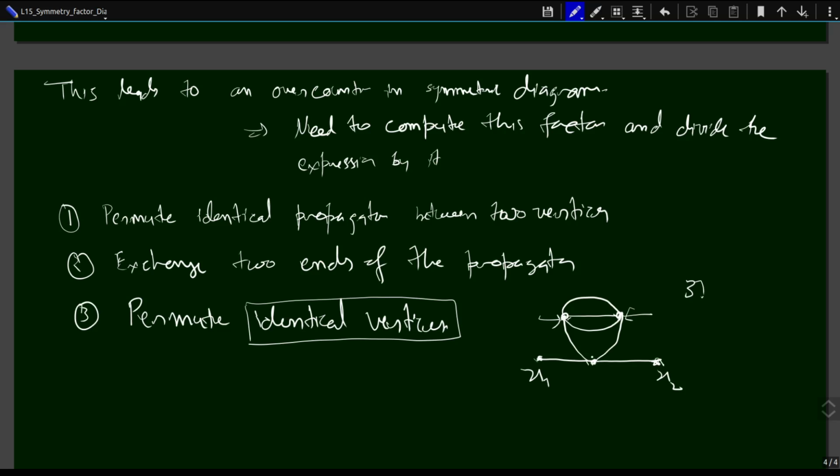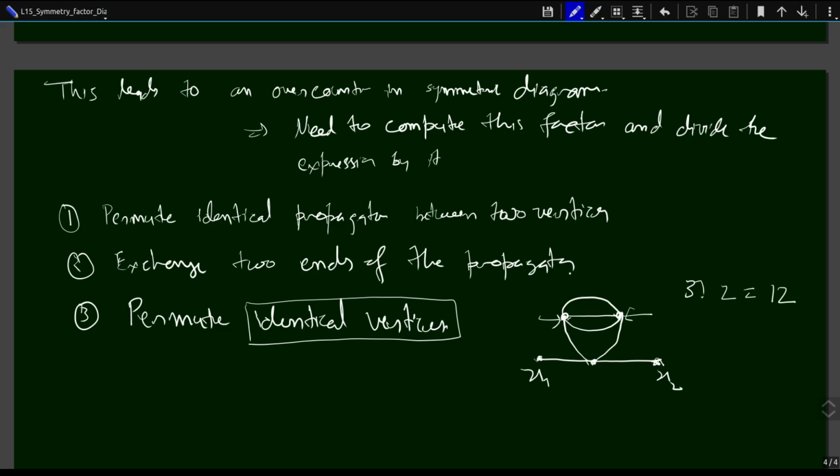Same here, same here, same here, same for all of them. Okay, so that doesn't give me anything. Then the third one says permute identical vertices. So these two vertices are identical. If they were labeled differently, the expressions would not be the same. So that will give me 2. So 12 is the symmetry factor.